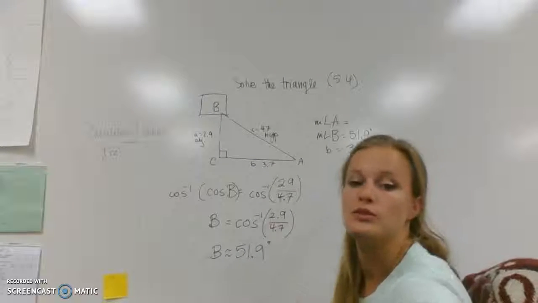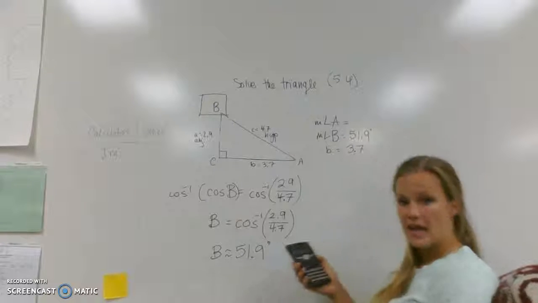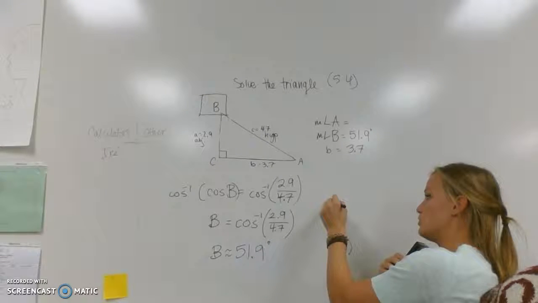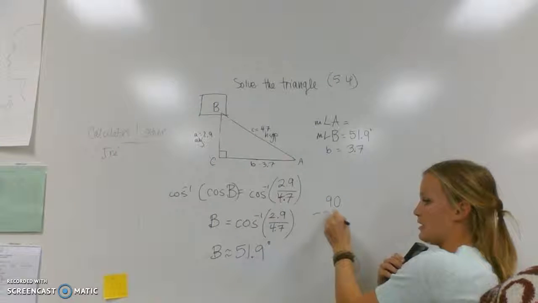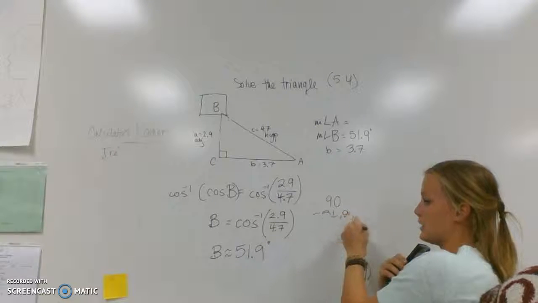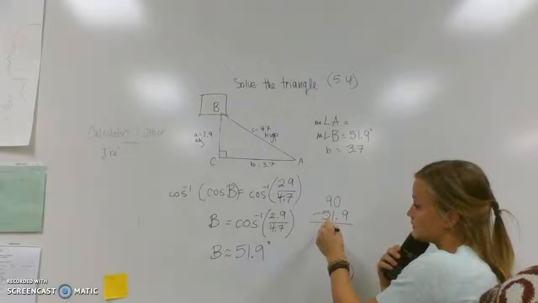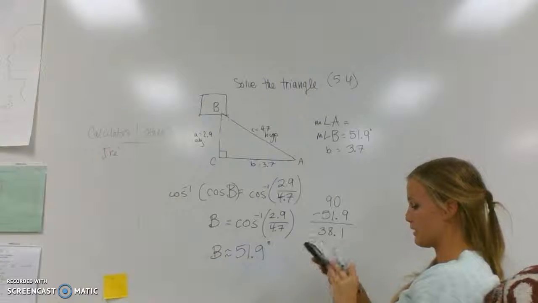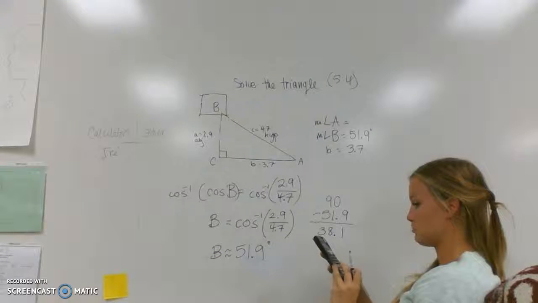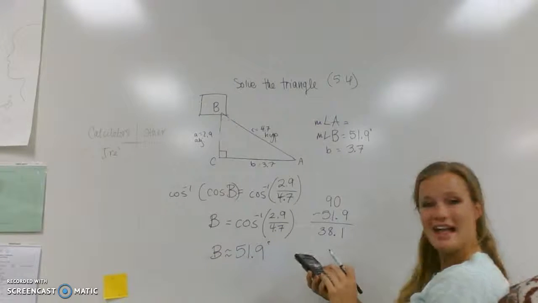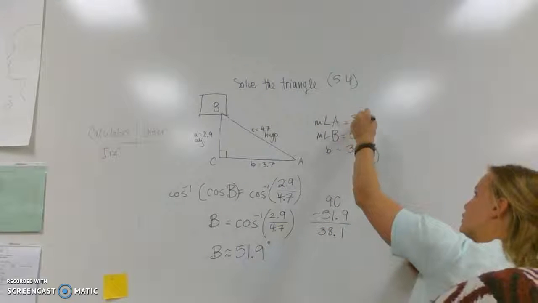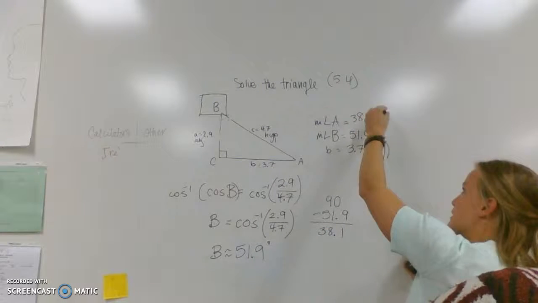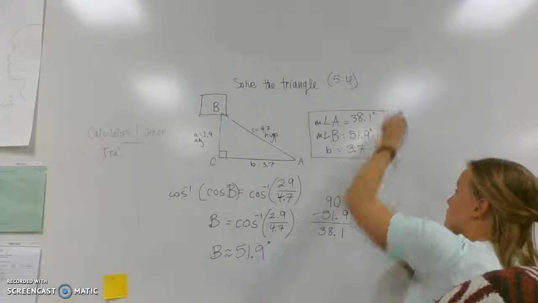And then lastly, I can do subtraction to find out what A is. So 90 minus 51.9 is 38.1. Let's check my math. Yeah, I did it. 38.1 degrees. We have all of our pieces of information.